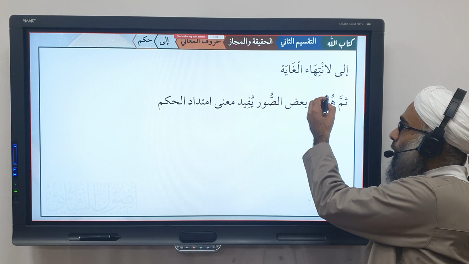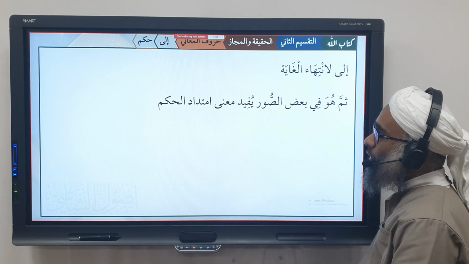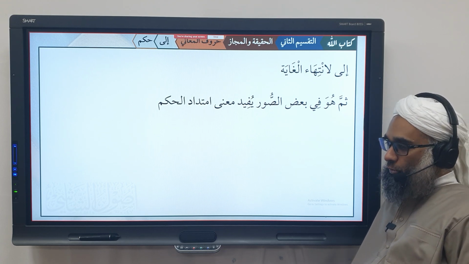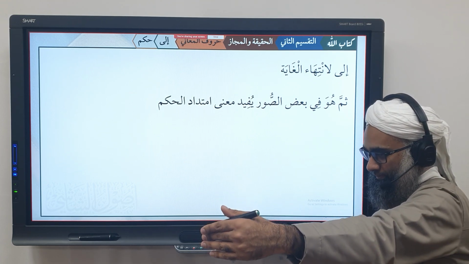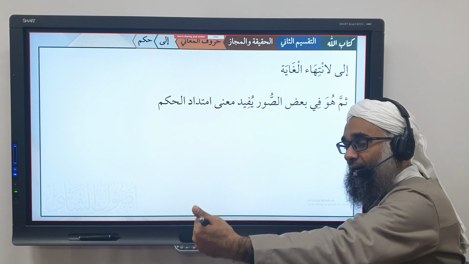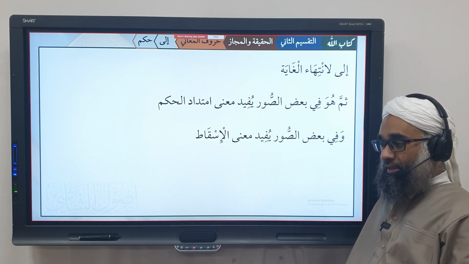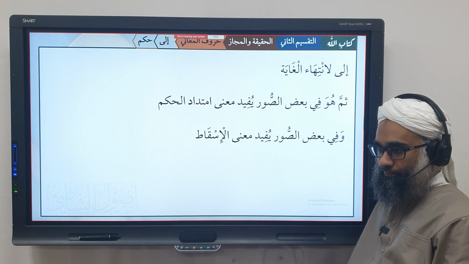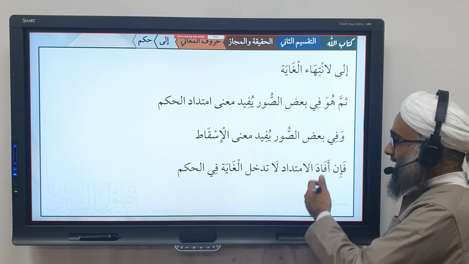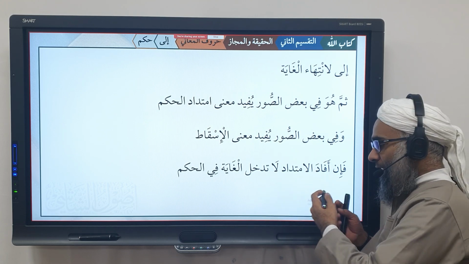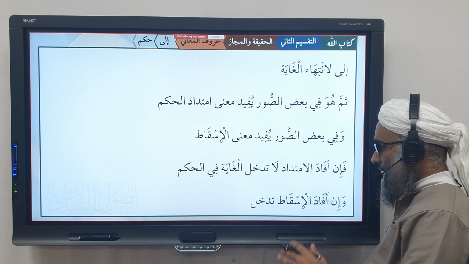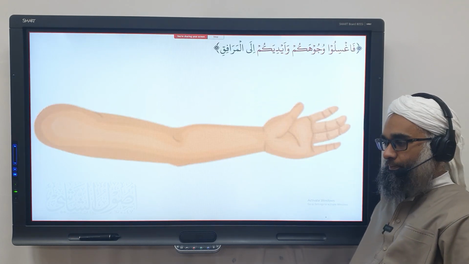So he says here, ثم هو في بعض الصور يفيد معنى امتداد الحكم. Sometimes ila shows the extension of the hukam. I'll explain it shortly. Ila shows that the hukam is extended, imtidad. And sometimes it shows isqatul hukam. What does it show? Isqatul hukam. فَإِنْ أَفَادَ الْإِمْتِدَادَ. If it's for imtidad, you're extending it, the ghaya is not going to be in the hukam. And if you do isqat, it will be included.